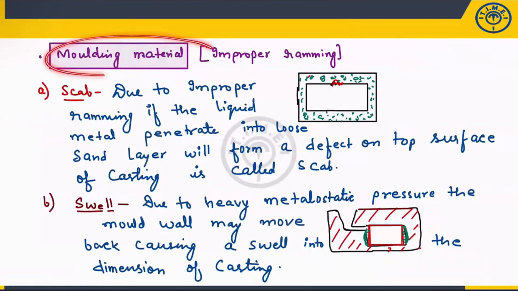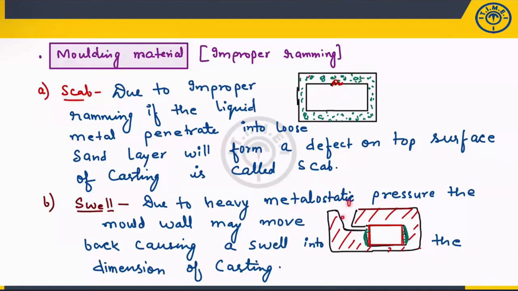Second one will be the molding material defect. What is molding material defect? The first one will be scab. Scab means due to improper ramming. So you know that you have to do the proper ramming. Due to the improper ramming, if the liquid metal penetrates into the loosened layer, it will form a defect on the top surface of casting, which is called a scab. Okay. So if you have not done the proper ramming, you are pouring the liquid molten metal, the molten metal will try to penetrate into the loose sand. Then it will result into the scab.